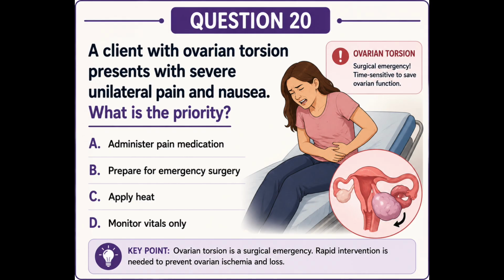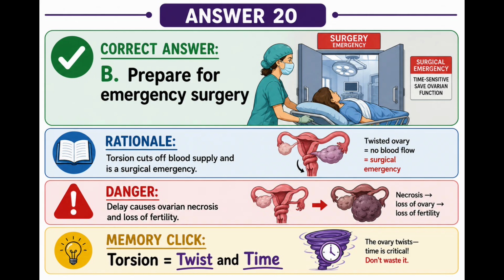Question 20. Ovarian torsion. A client with ovarian torsion presents with severe unilateral pain and nausea. What is the priority? A. Administer pain medication. B. Prepare for emergency surgery. C. Apply heat. D. Monitor vitals only. Answer: B. Prepare for emergency surgery.